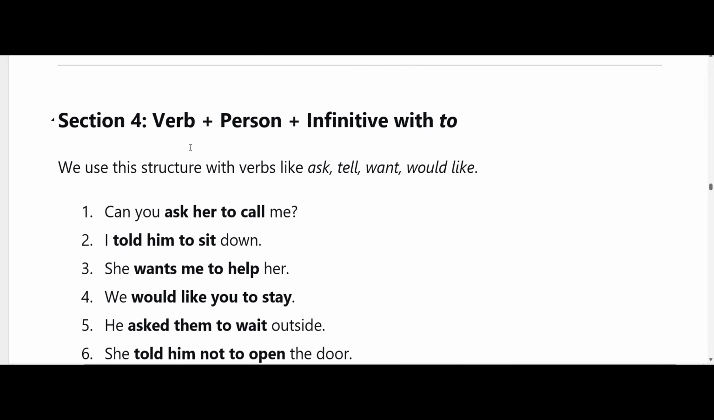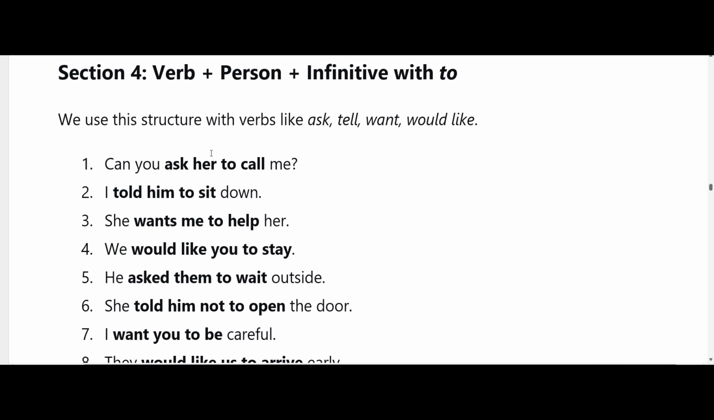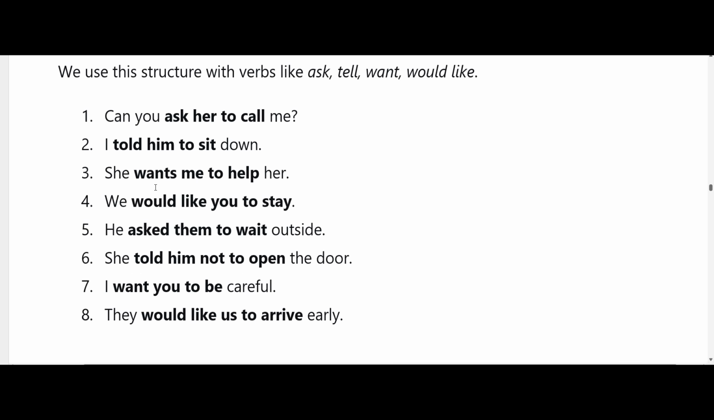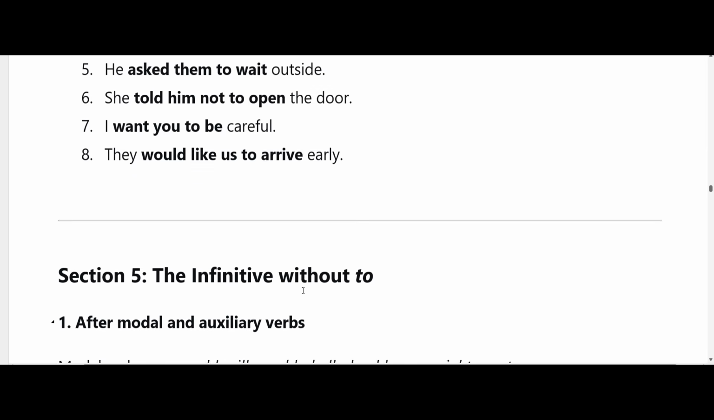Okay, section 4. Verb plus person plus infinitive with to. We use this structure with verbs like ask, tell, want, would like. Can you ask her to call me? I told him to sit down. She wants me to help her. We would like you to stay. He asked them to wait outside. She told him not to open the door. I want you to be careful. They would like us to arrive early.